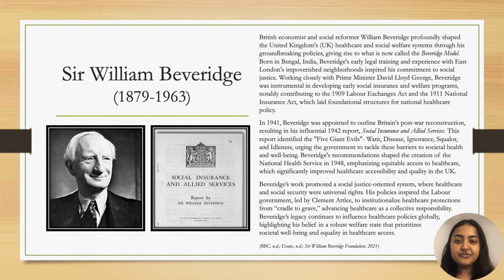In 1942, Beveridge authored a groundbreaking report, Social Insurance and Allied Services, identifying 5 major social issues known as the 5 giant evils: want, disease, ignorance, squalor, and idleness, and urged the government to address these barriers to societal progress. His recommendations inspired the creation of the National Health Service in 1948, a system designed to provide equal healthcare access for all citizens. This framework became known as the Beveridge model, named after him to recognize his vision for a system where healthcare is a universal right, accessible to all regardless of income.